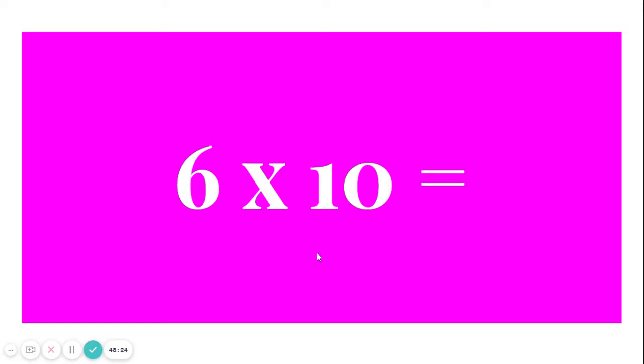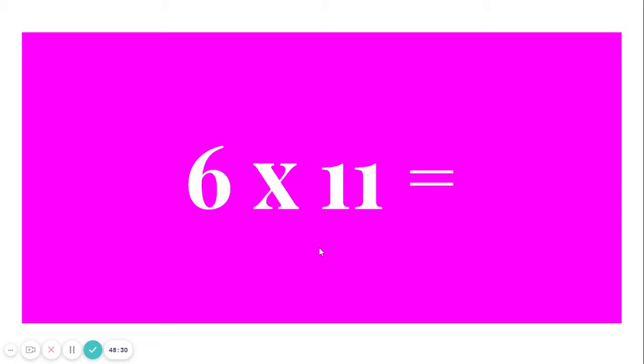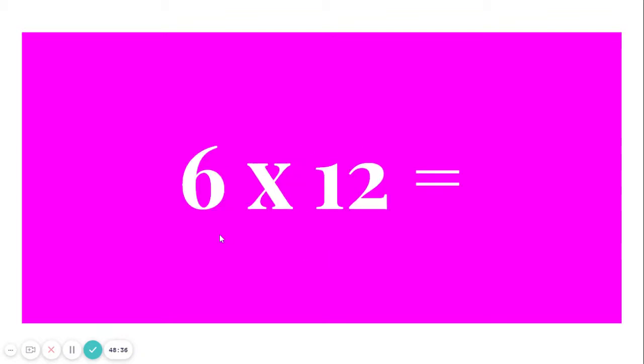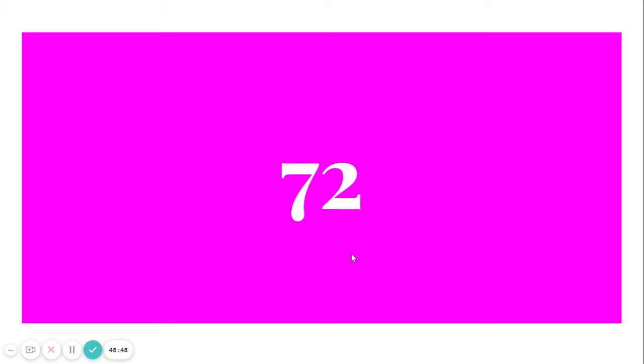6 times 10, write a 6, put a sticker on the end. 6 times 10 is 60. 6 times 11, write it twice, 66. 6 times 12, think of this as 6 times 10 and 6 times 2. Add them together. 72.